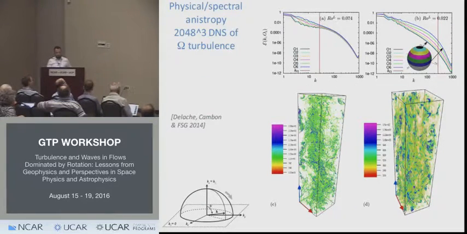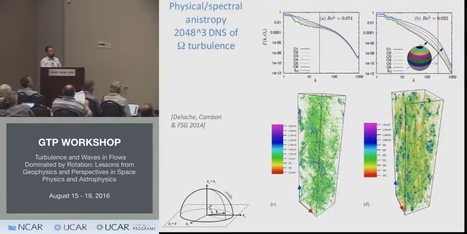Higher resolution DNS show the same kind of result, but much clearer. Here is the Zeeman scale. Here is the strong anisotropy in the large scales. Here is the recovery of isotropy in the small scales. And if we let the flow rotate very, very fast, then we see that the complete spectrum is anisotropic, so that the flow is completely anisotropic.